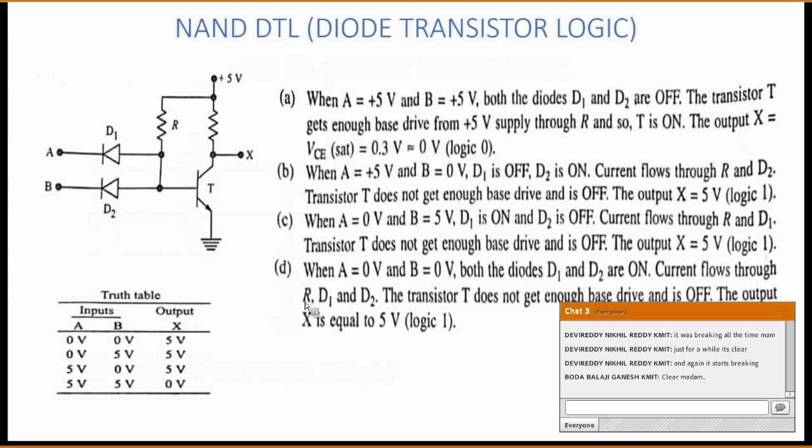And next we will see the NAND DTL. See here, it is a combination of diodes and a transistor. Just now I have explained how the transistor behaves: if the transistor is in the off state, what will be the output, and if the transistor is in the on state, what is the output. The same logic works here.